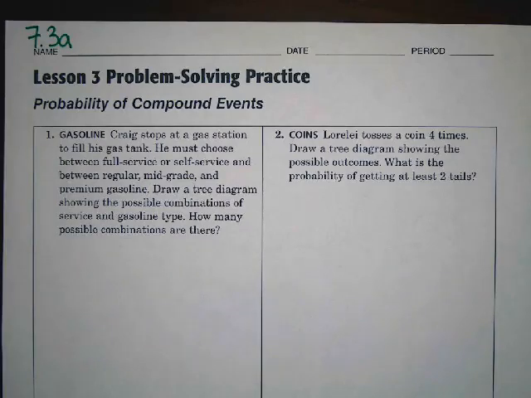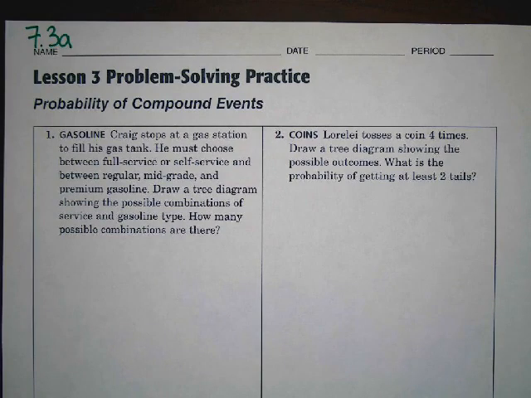This assignment in 7.3 is a review of 7.1 and 7.2, finding the probability of compound events and using the fundamental counting principle. So we're going to do one example from the first worksheet today, and then we'll do two from the second. So on the probability of compound events problem solving practice, let's look at number 2.